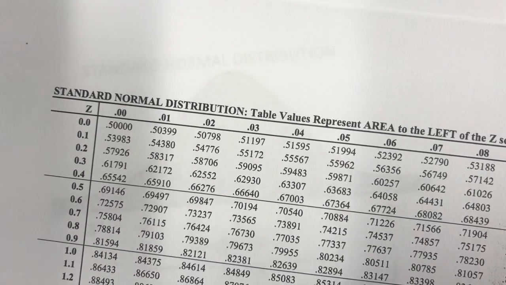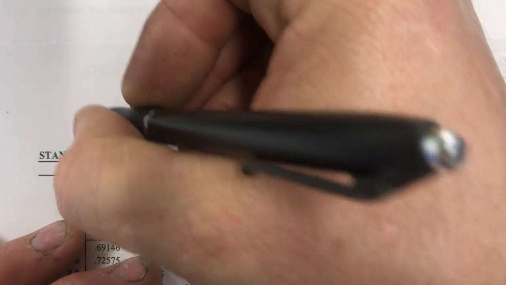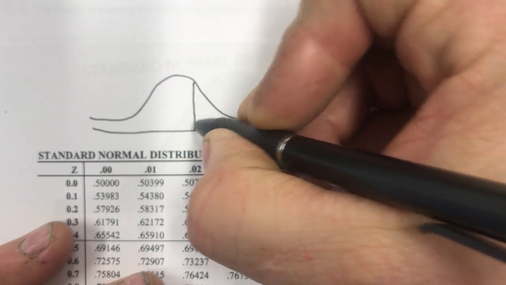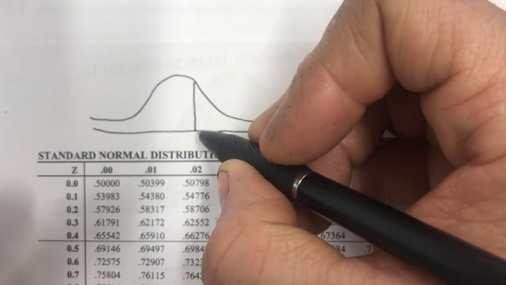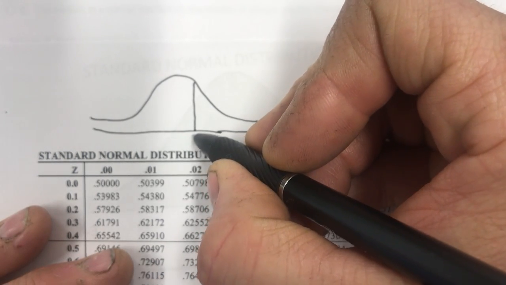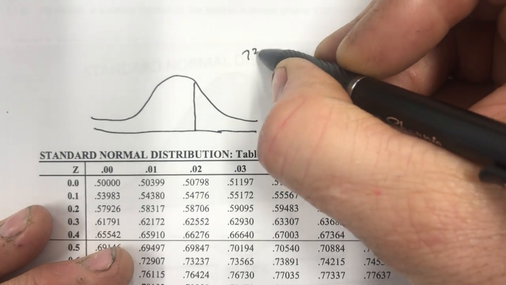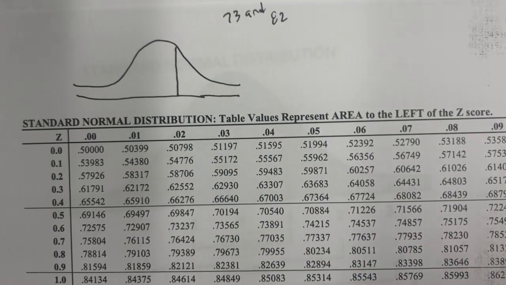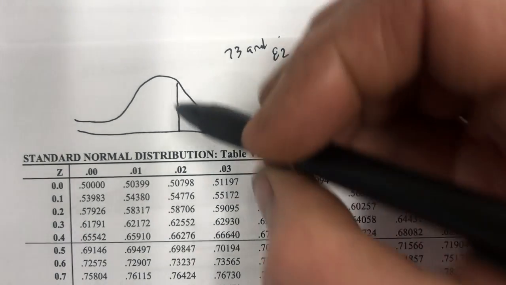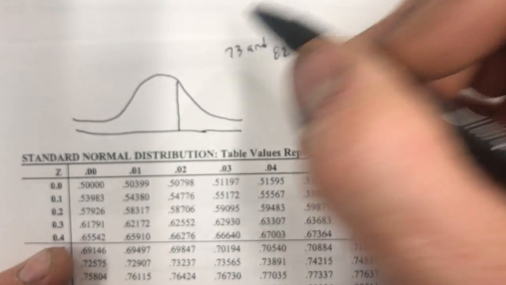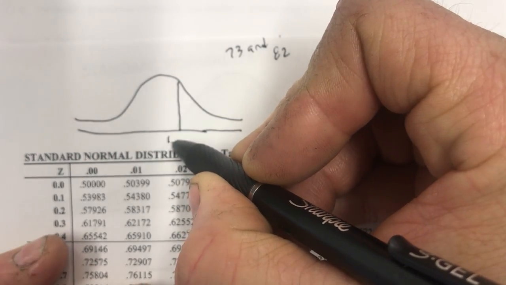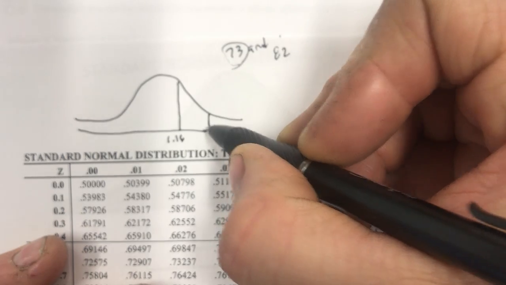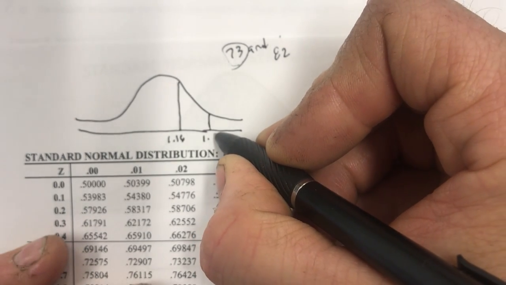Okay, now let's do this one. Suppose this is our normal bell curve here, and suppose I want to figure out what percent of my games we score between, maybe, 73 and 82. So I look up the z-scores. Now I'm just making this up. Let's say this z-score is 1.16, which is the 73, and the 82 right here, let's say that z-score is 1.84.